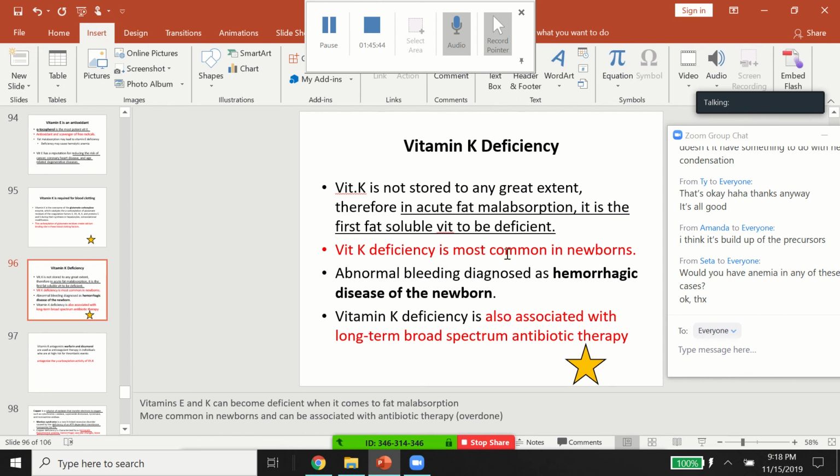Vitamin K deficiency is most common in newborns, also associated with long-term broad-spectrum antibiotic therapy. The reason for that is because you get some of your vitamin K from bacteria within yourself, so that's where you get some forms of vitamin K, but you still need to take in some from your diet as well.